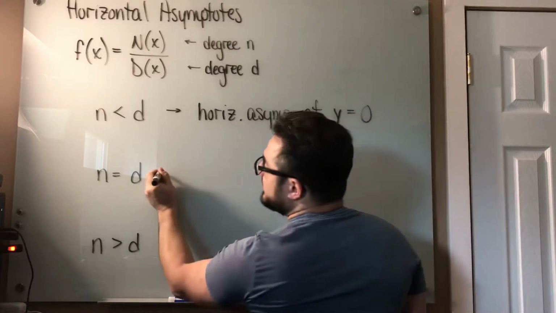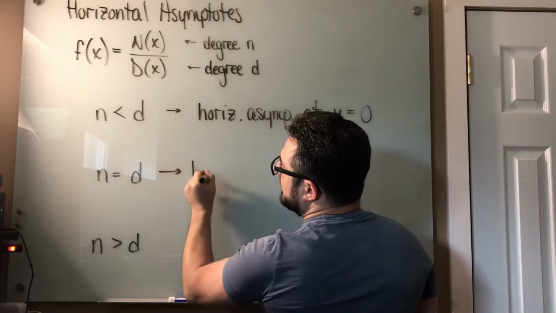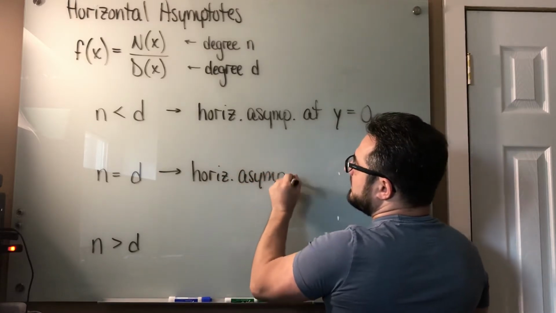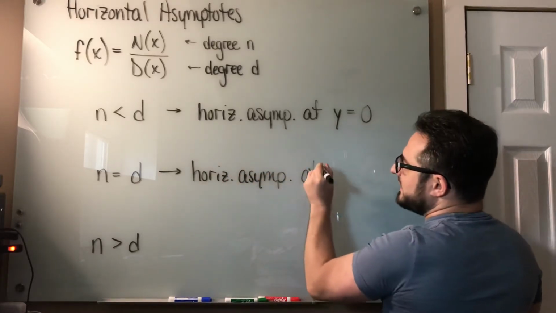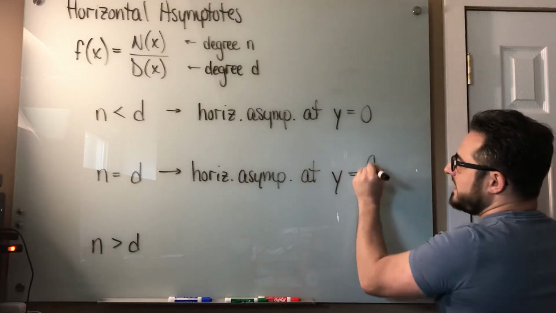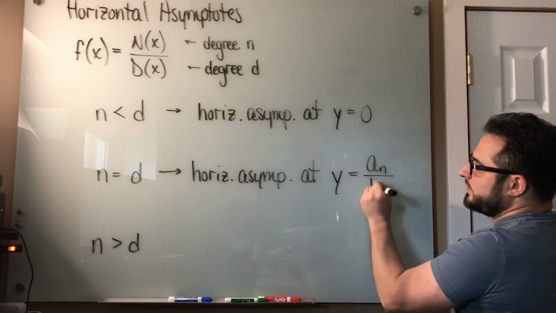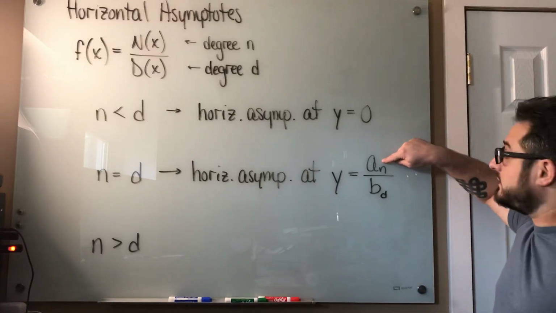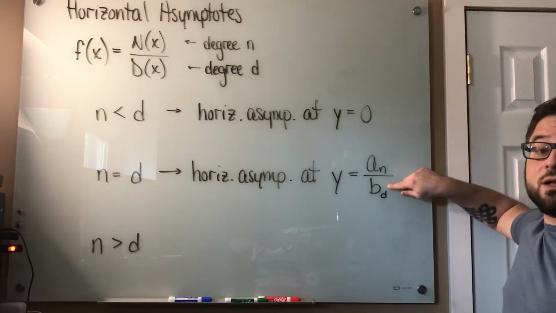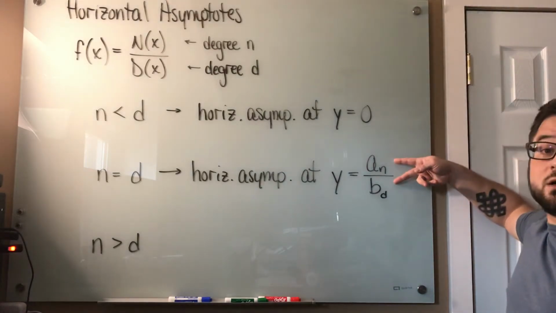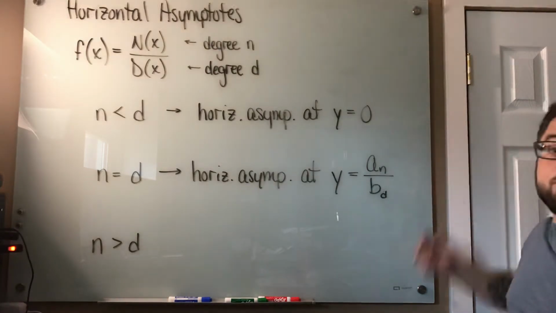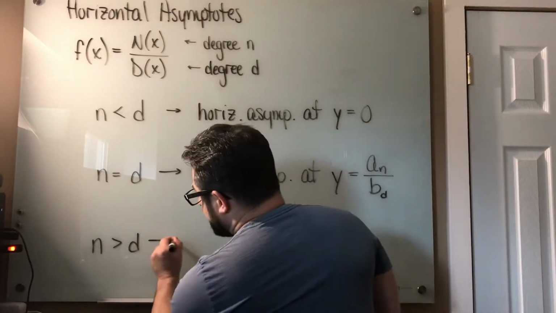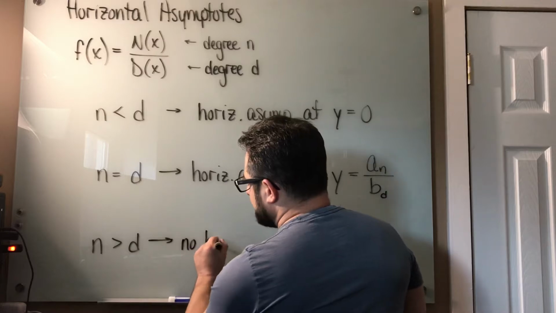In the case where the degrees were the same, the horizontal asymptote was at, well, it looks more confusing than it is, y equals a sub n over b sub d. But really, this was just the lead coefficient of the numerator and the lead coefficient of the denominator. So you literally just take the two lead coefficients and keep them, and everything else just kind of disappears. And when the numerator's degree is greater, there is no horizontal asymptote.